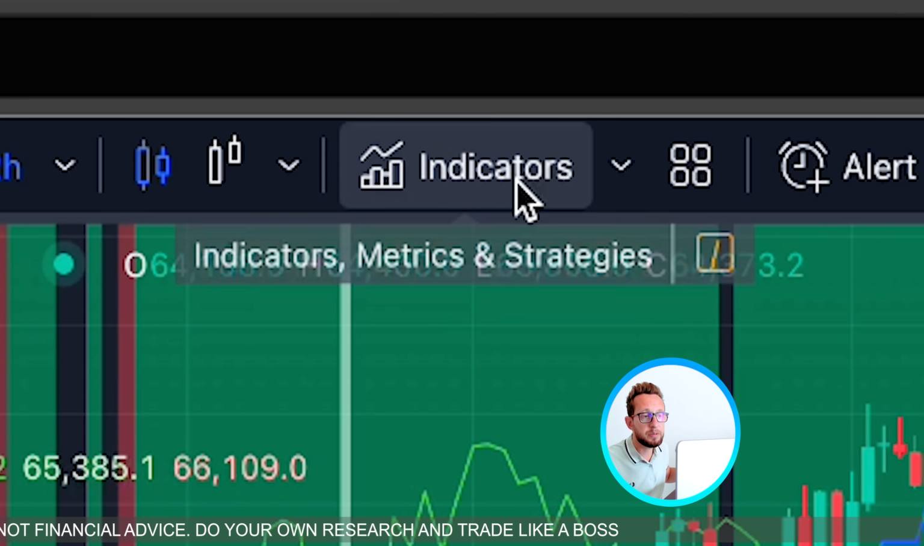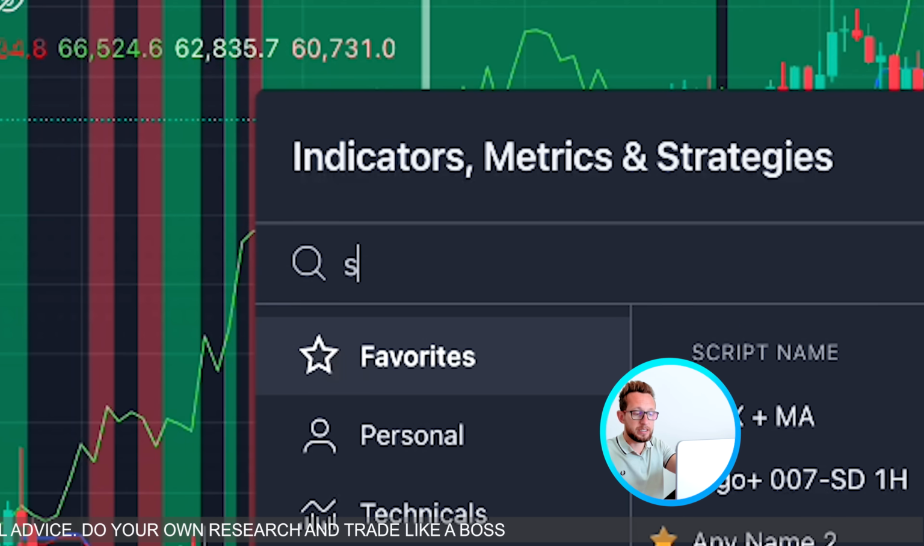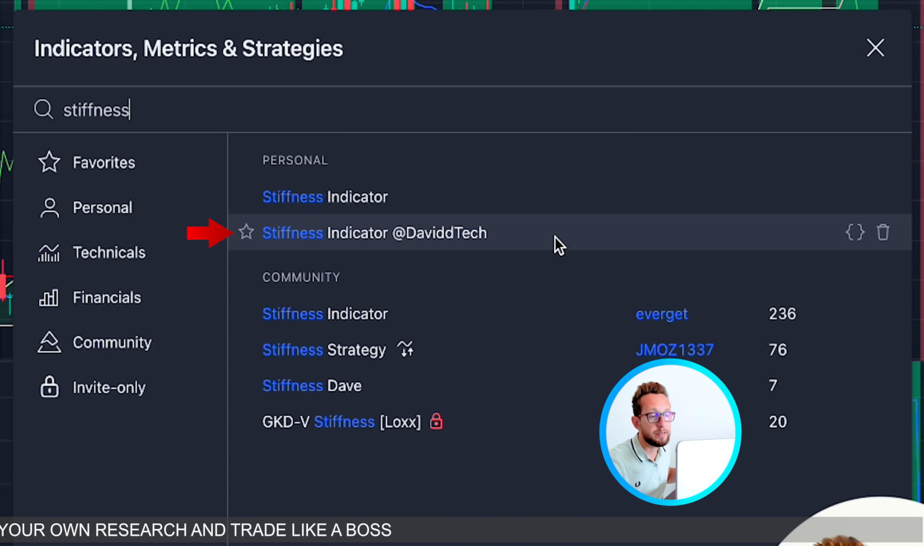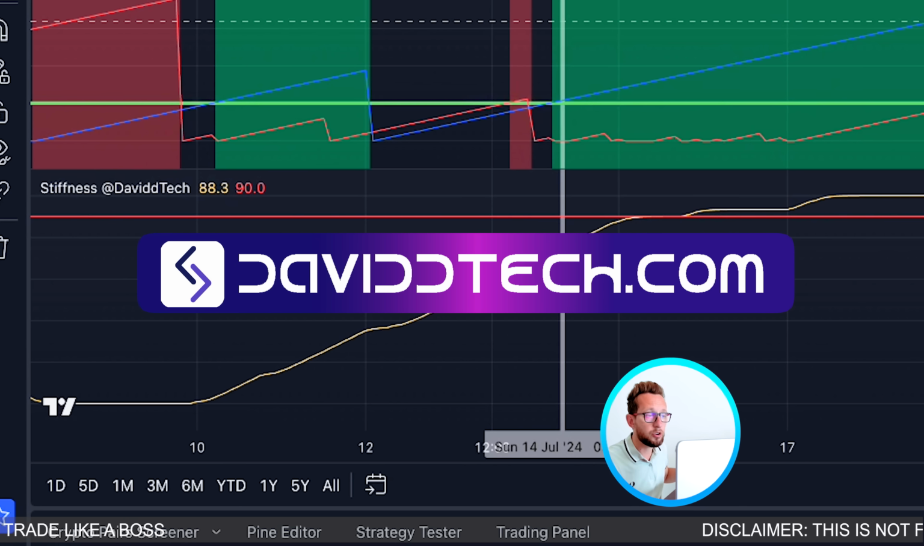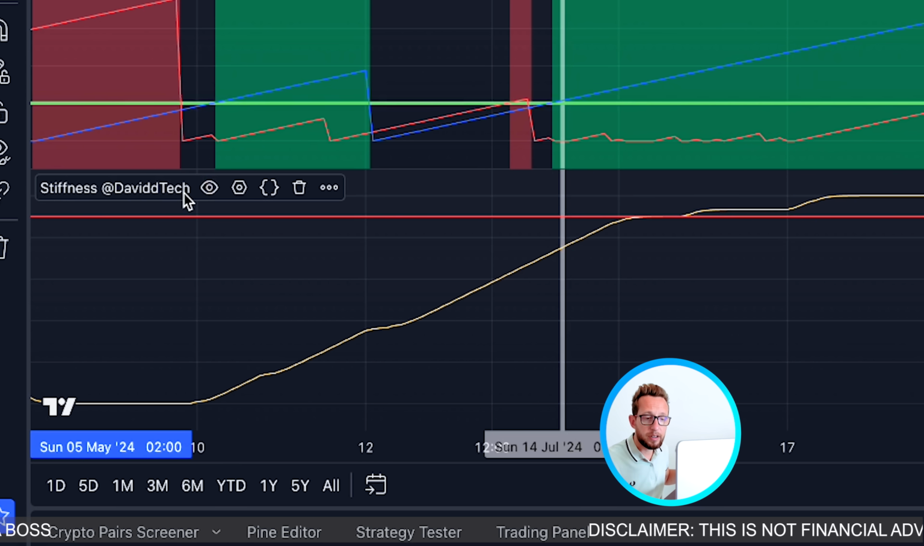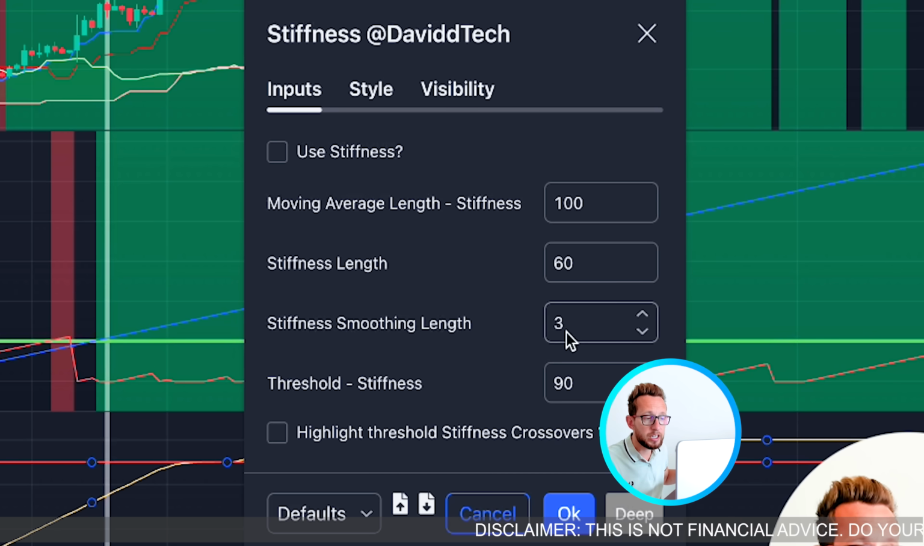So the next indicator that we're going to be adding is the stiffness index. The stiffness indicator by David Tech, this one just here. As always, you can find it on the website at davidtech.com. The stiffness indicator, we're going to go over to the cog. We're not going to change much. The only thing we're going to change is the threshold.